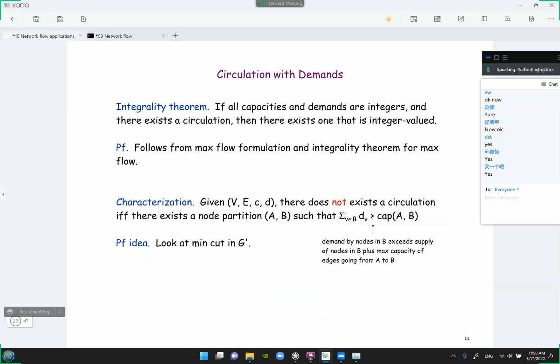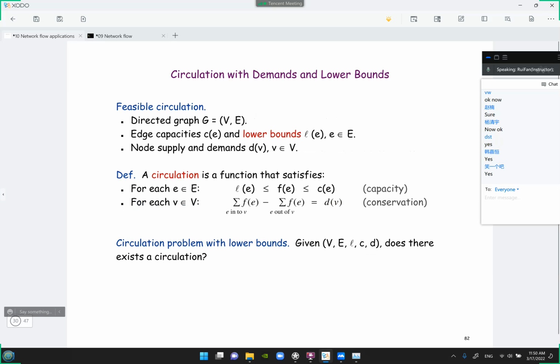Okay, so I'm not going to prove this theorem for you. If you want to see the proof, you can go look in the algorithm design book, the Kleinberg book. One thing I'll mention is: why are circulations useful?